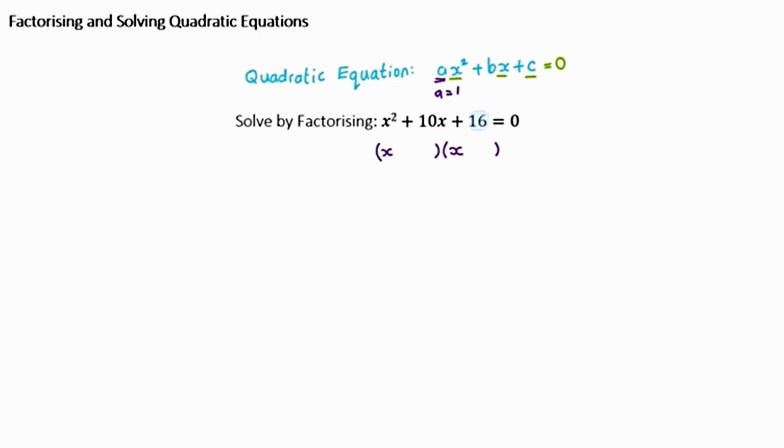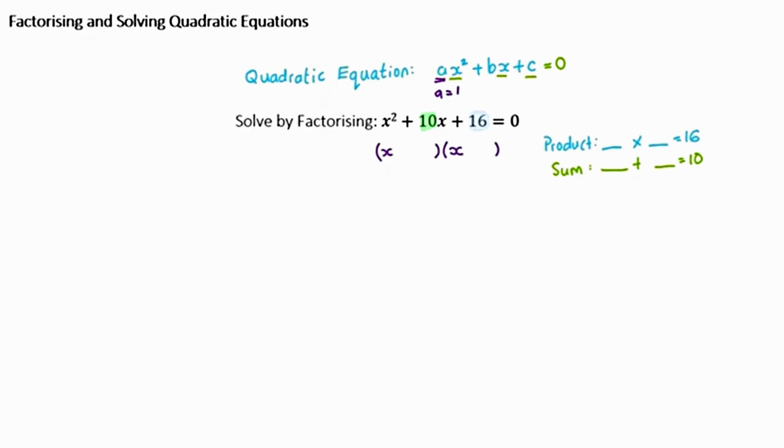We then have to look for which two numbers, when multiplied, give us 16, meaning our number term. So we're looking for two numbers that give us a product of 16, and those two numbers should give us a sum of the coefficient of x, which is 10 in this case.